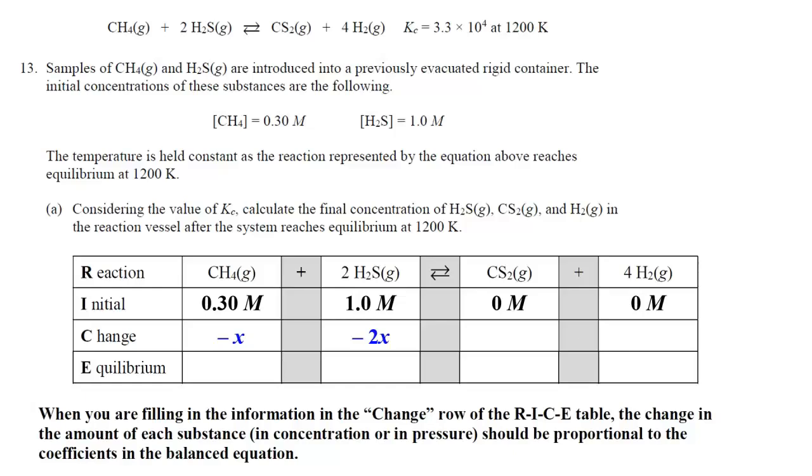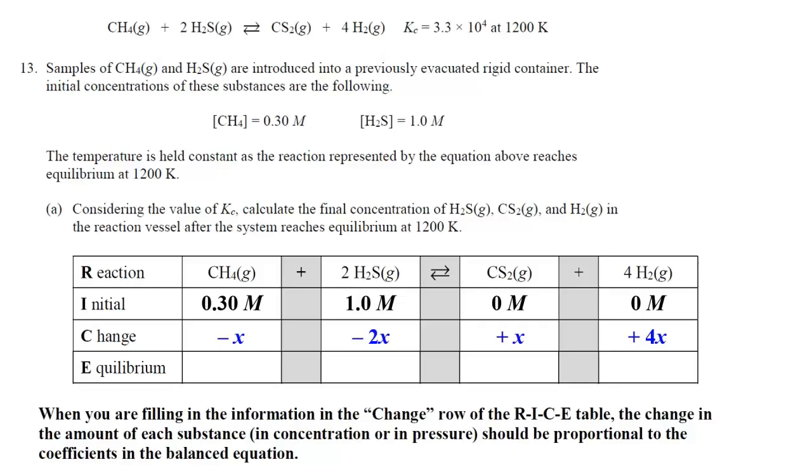Now, moving on to the product side, we know that the concentrations of the products are going to increase, so it's going to be plus x for the CS2, which has a coefficient of 1. But since the coefficient for the hydrogen is 4, then that change will be plus 4x. So in terms of x, because we have coefficients of 1, 2, 1, and 4, you can see that those x terms are x, 2x, x, and 4x. Again, minus x and minus 2x because the concentration of the reactants will be decreasing over time, and plus x and plus 4x because the concentration of the products will be increasing over time.